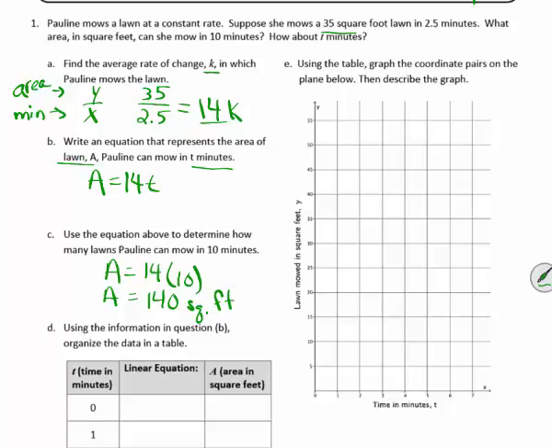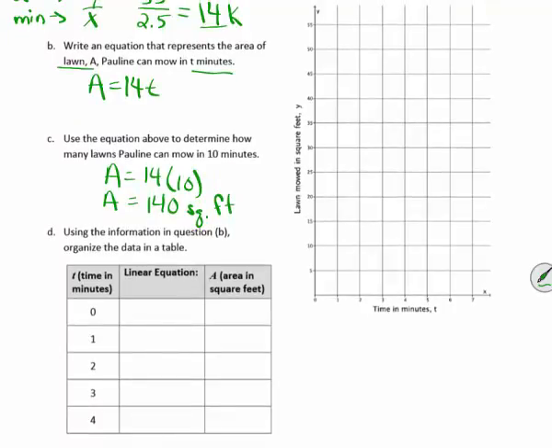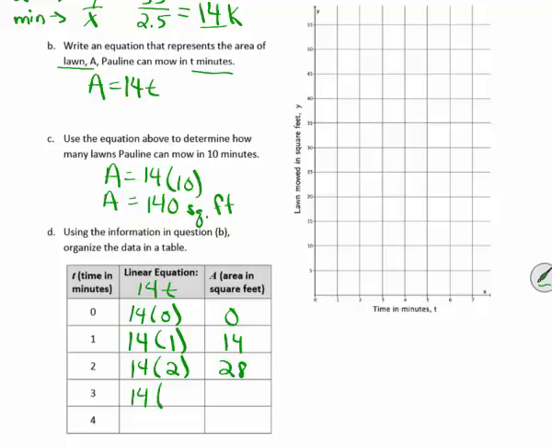All right, use the information in question B to organize the data in a table. So my linear equation, remember, is 14 times t. So this is going to be 14 times 0. In 0 minutes, she hasn't done any work. In 1 minute, she has mowed 14 square feet. In 2 minutes, she's mowed 28. In 3 minutes, she has mowed 42. And in 4 minutes, oops, it should be a 4, she has mowed 56.